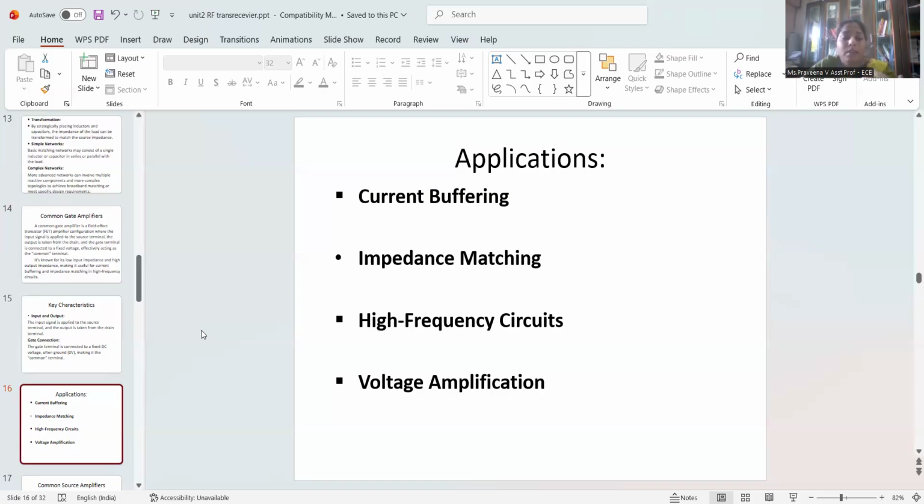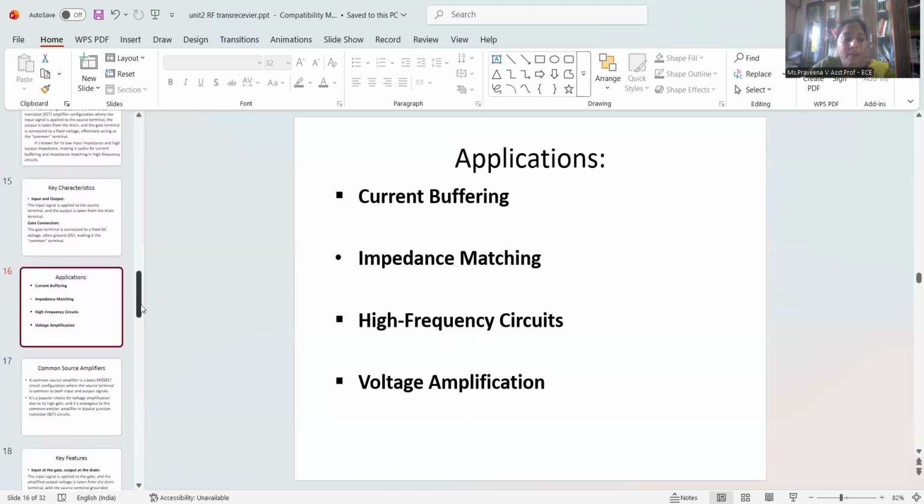The benefit is that the performance will be better compared to the common source amplifier, right? The fourth one is voltage amplification. The common gate amplifier provides a voltage gain by converting the input current variations into output voltage variations. The benefit is that it amplifies weak RF signals and increases the receiver sensitivity. That is the main benefit. These are the applications of the common gate amplifier.